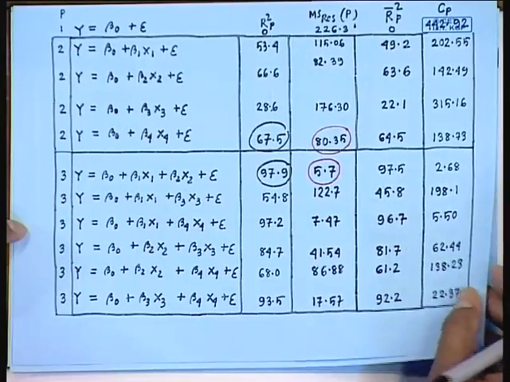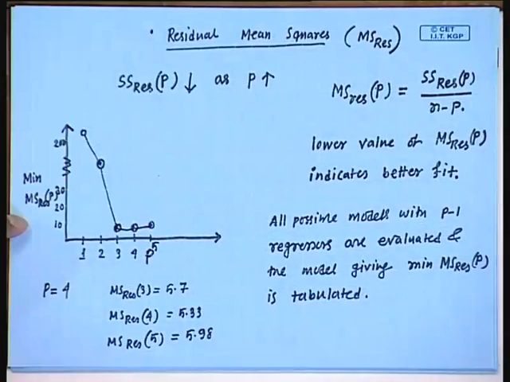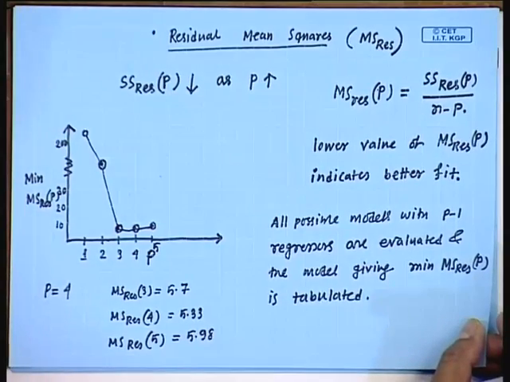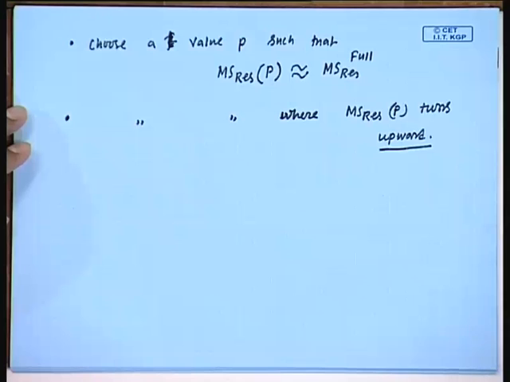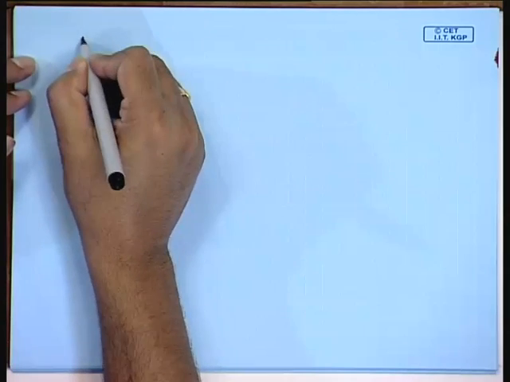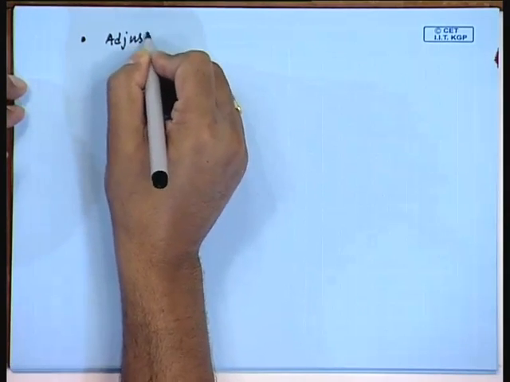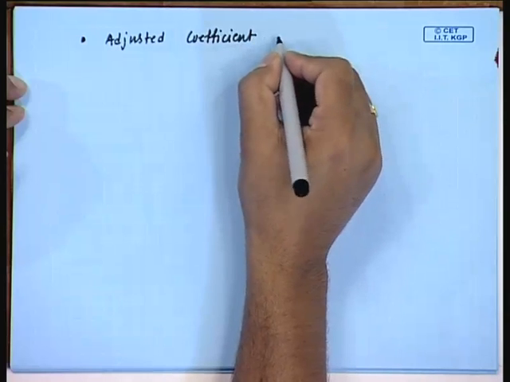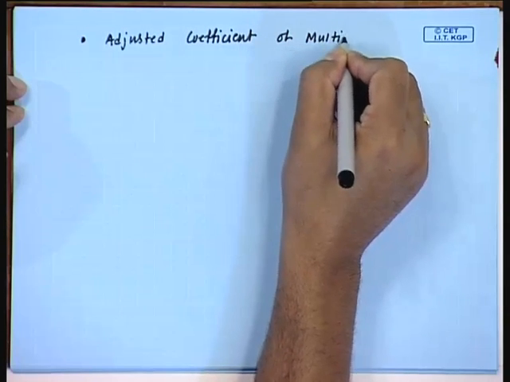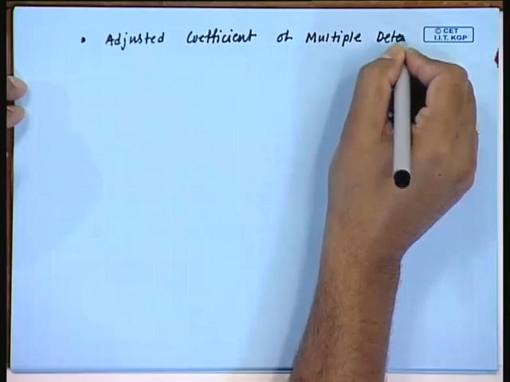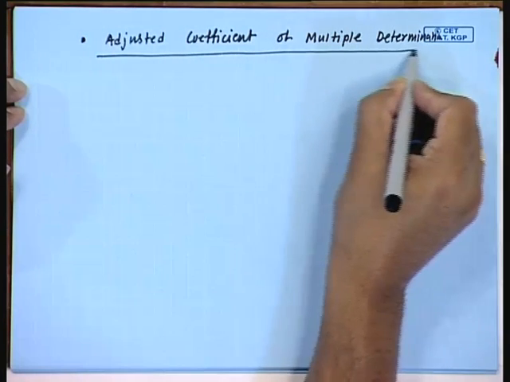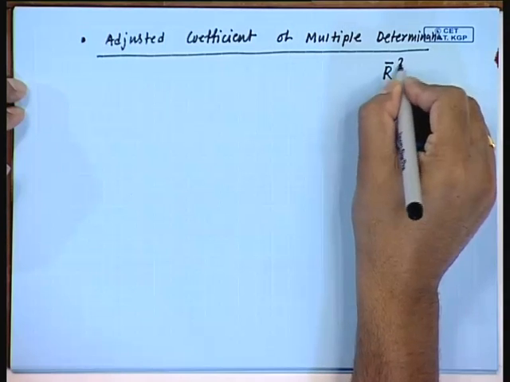Okay, so, this is how we evaluate the model using the MS residual criteria. Now, next we are going to talk about one more criteria that is called adjusted coefficient of multiple determination. And this one is denoted by R bar square.